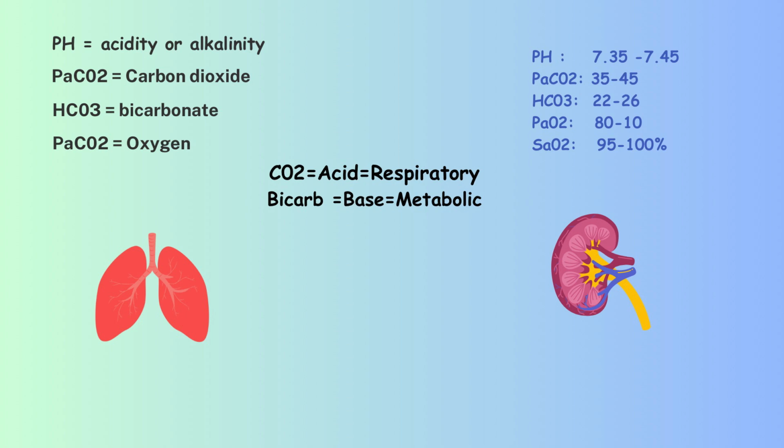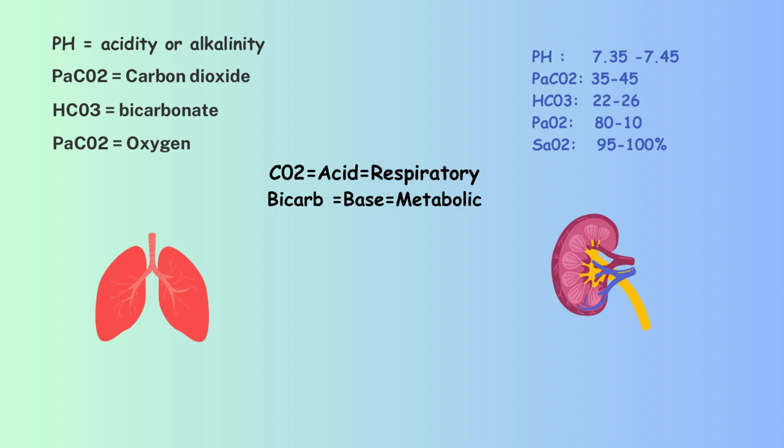You must understand the basics of ABGs before you can answer ABG questions. The normal value of pH is 7.35 to 7.45. Remember, pH refers to acidity or alkalinity of your blood. When the pH is below 7.35, it is acidic, and when it is above 7.45, it is alkaline.